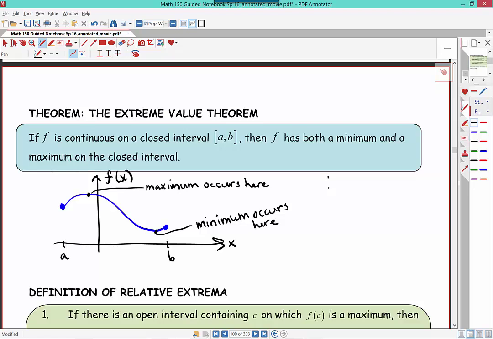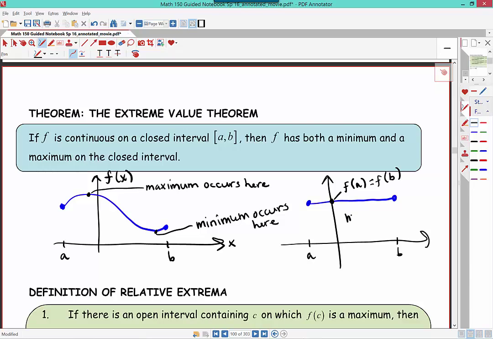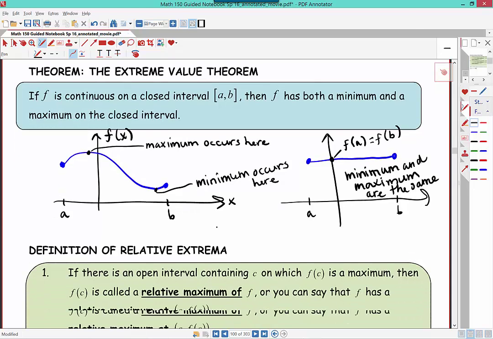So, what if we had a horizontal line or a horizontal line segment? Do you see that? If this is A and this is B, then right here, f at A equals f at B. So this is one weird case where the minimum and maximum are the same. Okay? All right.